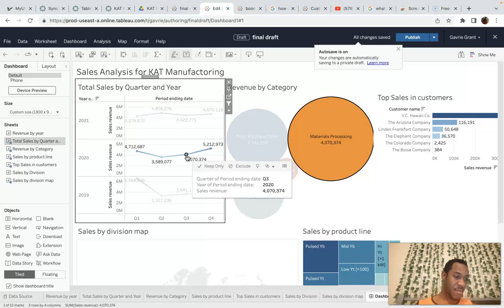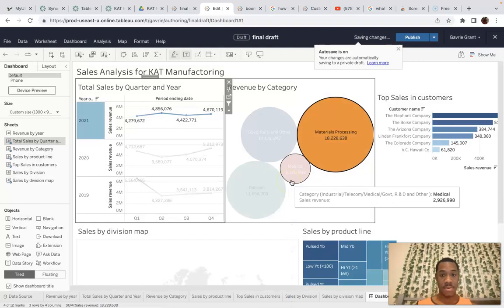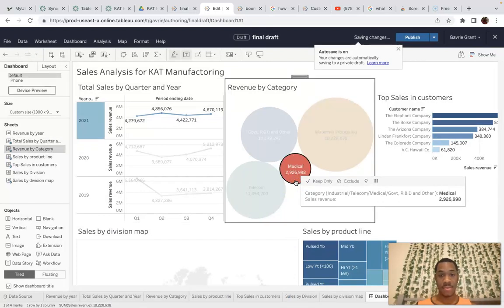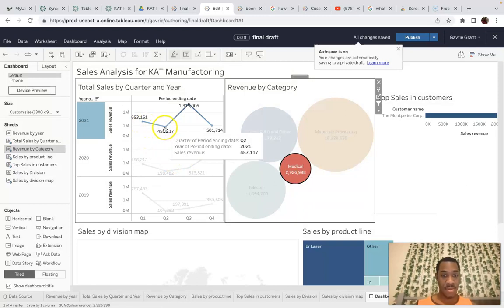The second question will be, what were the total sales revenue for the medical category in the second quarter of 2021? So we go to 2021 and we go to medical sales. And for the second quarter, you can see it was $457,117. That was the amount of revenue they made in the medical field category.